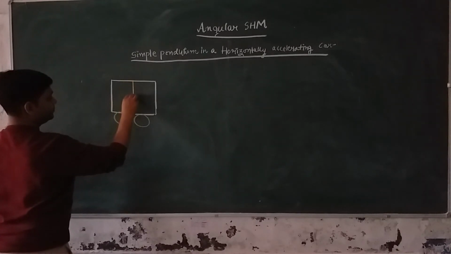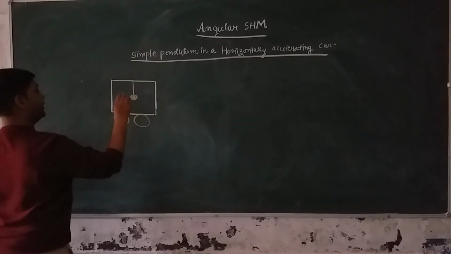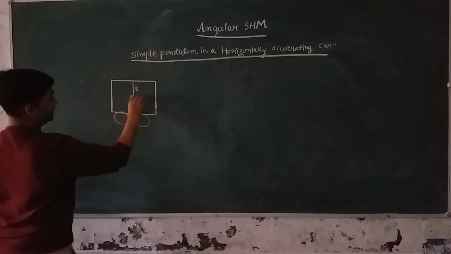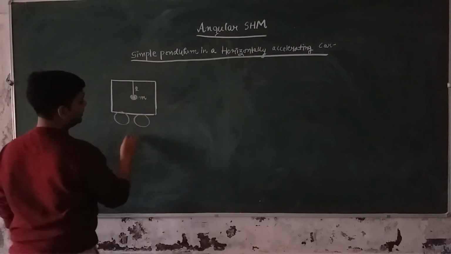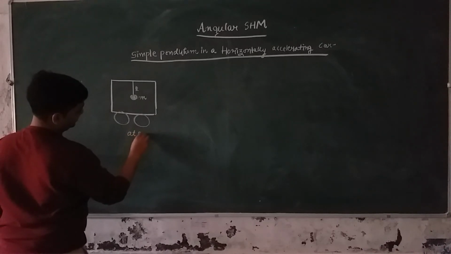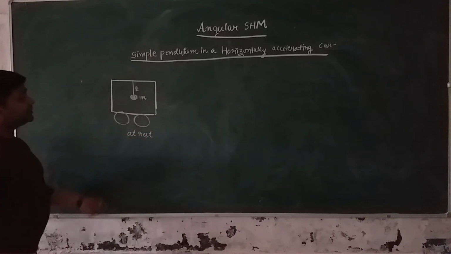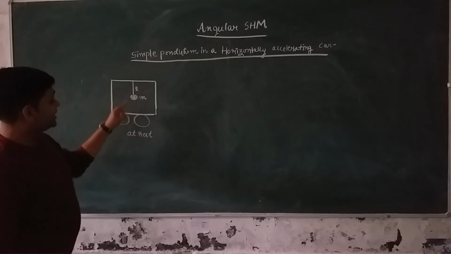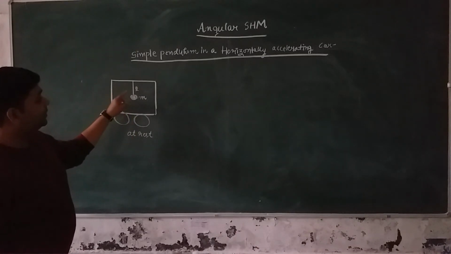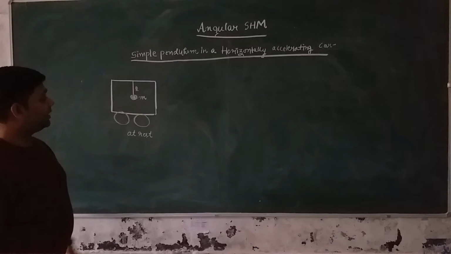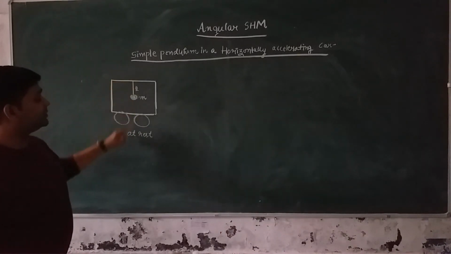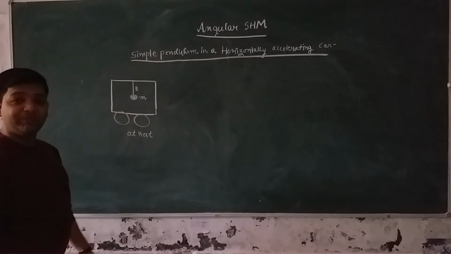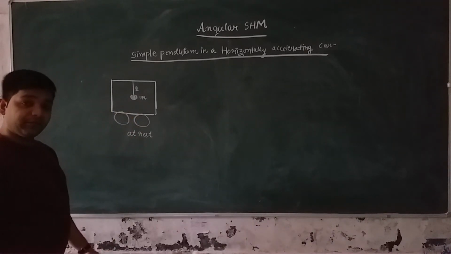So this is a simple pendulum which is hanging inside. Let's say the length of the string is L and the mass of the bob is M, and this car is at rest. Suppose this is a car which is at rest, and a simple pendulum is hanging inside the car like this. So this will be the equilibrium position of the simple pendulum, because all the forces on it will be balanced because the car is at rest.